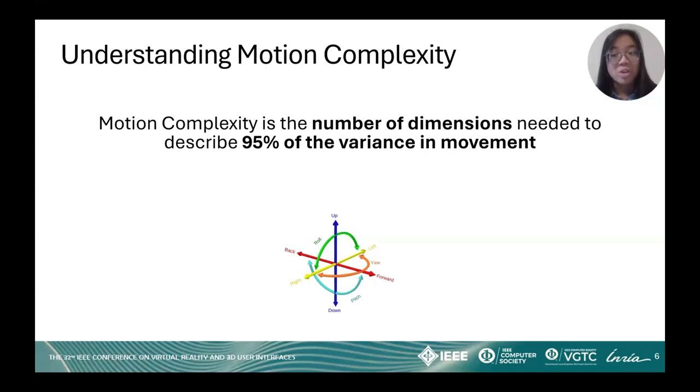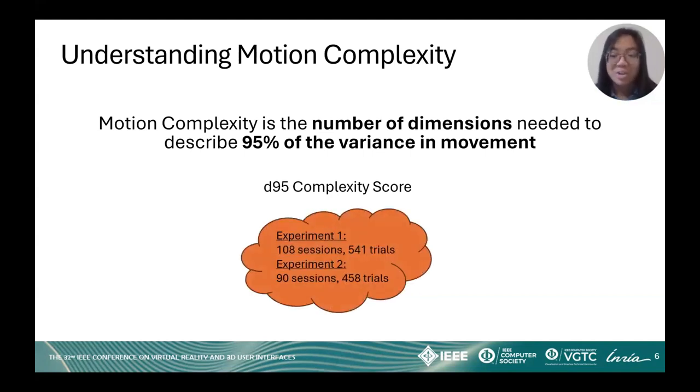Before we get too far into it, though, what exactly is motion complexity? In this work, we are using the definition proposed by Kilkenny et al., in which motion complexity is the number of dimensions or degrees of freedom needed to describe 95% of the variance in movement. From this definition, they derived the D95 complexity score, which is based on principal component analysis. And because we are using principal component analysis, we needed a sufficiently large sample size to achieve sufficient sampling adequacy. Hence, the large number of sessions and trials that we have in each of our motion datasets.